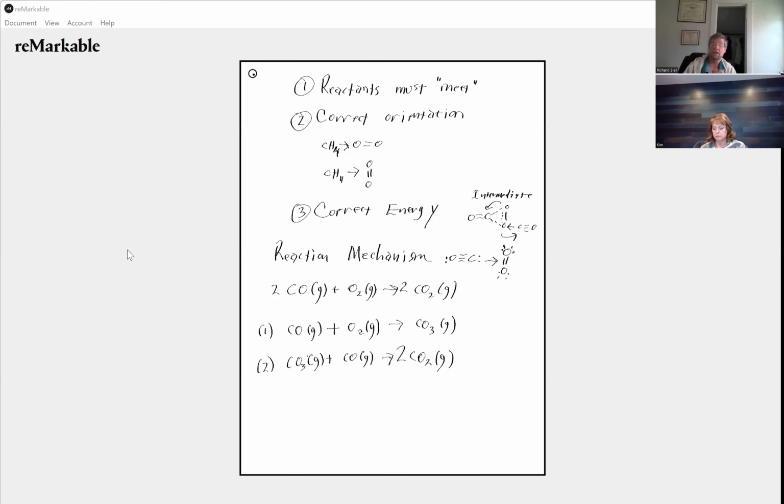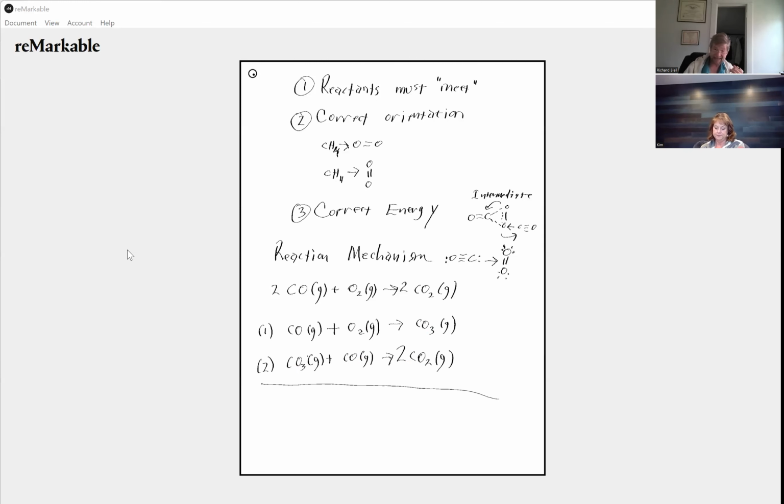Now notice two things about these intermediates. First of all, they have species that you don't normally see. Notice they are still stoichiometrically balanced. You still have 3 oxygens on the reactant side. You have 3 oxygens on the product side. 1 carbon here, 1 carbon here. In the second step, you have 2 carbons, you have 2 carbons. You have 4 oxygens, you have 4 oxygens. So they are still balanced.